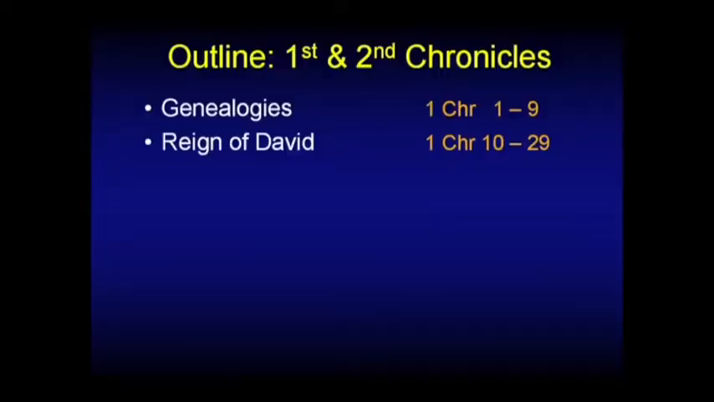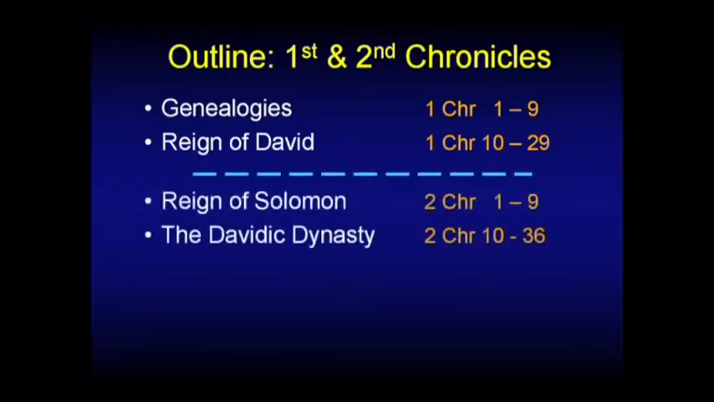And so we had in 1 Chronicles, obviously 9 chapters of genealogies and then the reign of David. In 2 Chronicles, we had 9 chapters that deal with Solomon. We're taking the 9th of those 9 chapters tonight. And then we're going to go right into the rest of it, the continuing Davidic dynasty.